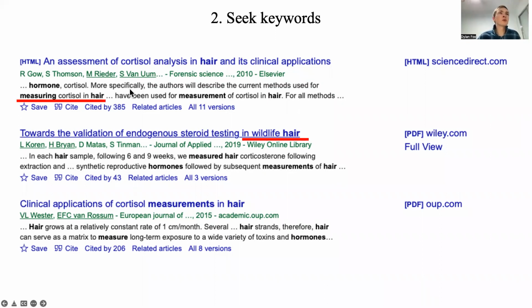So the first one, it says down here, measuring cortisol in hair. So it's brought up cortisol, even though I didn't mention anything about cortisol. So that's interesting.